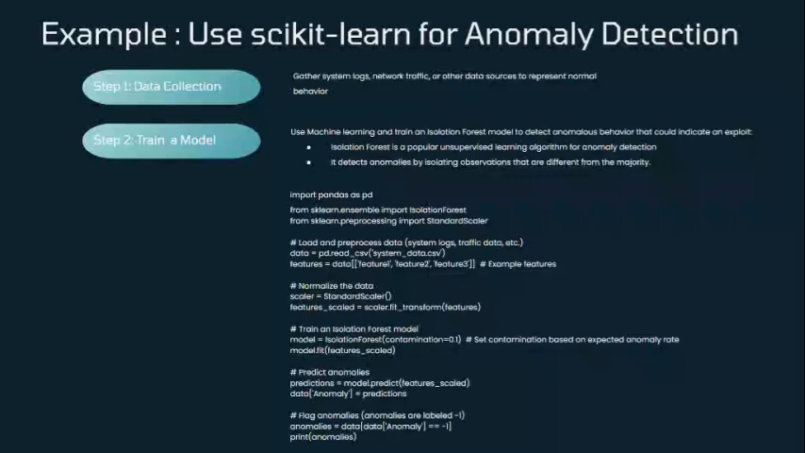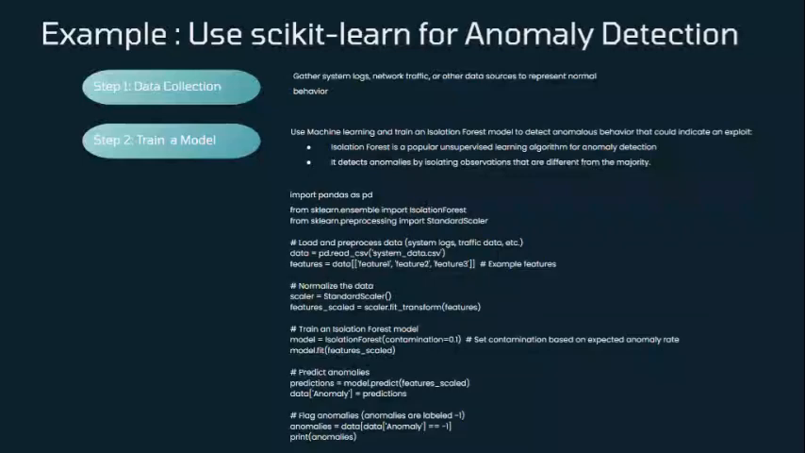And this will be a real time detection. So we will use the trained model to spot anomalies in real time and alert us to potential 0 day exploits. And the beauty of this approach is that we don't need to know the exact vulnerability. We just need to recognize when something looks strange.